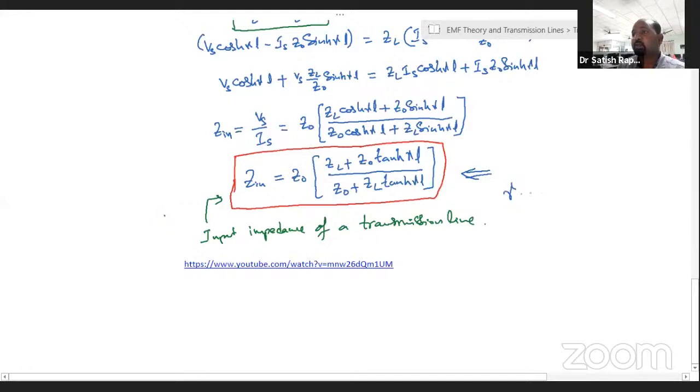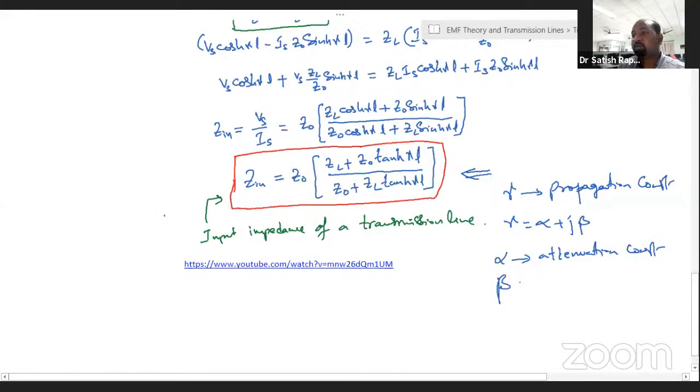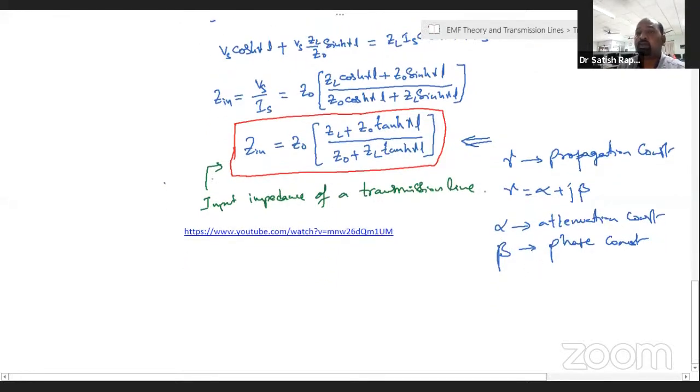Here, gamma is the propagation constant, where gamma is equal to alpha plus j beta, and alpha is the attenuation constant, whereas beta is the phase constant. Alpha is the attenuation constant and beta is the phase constant.